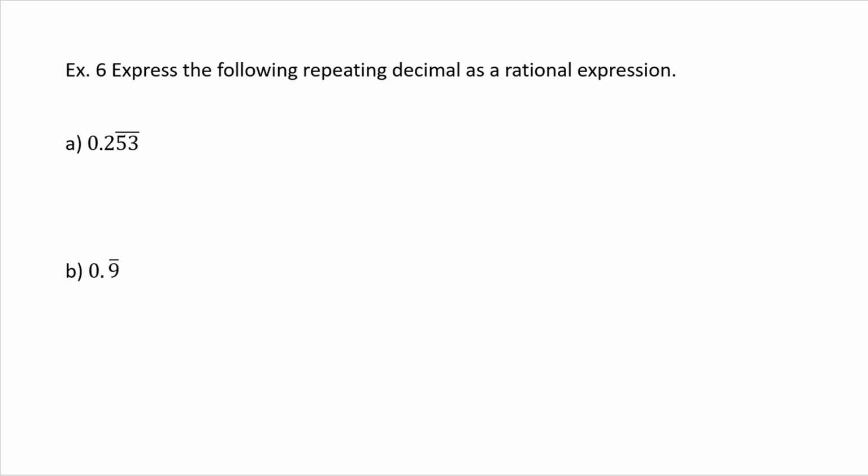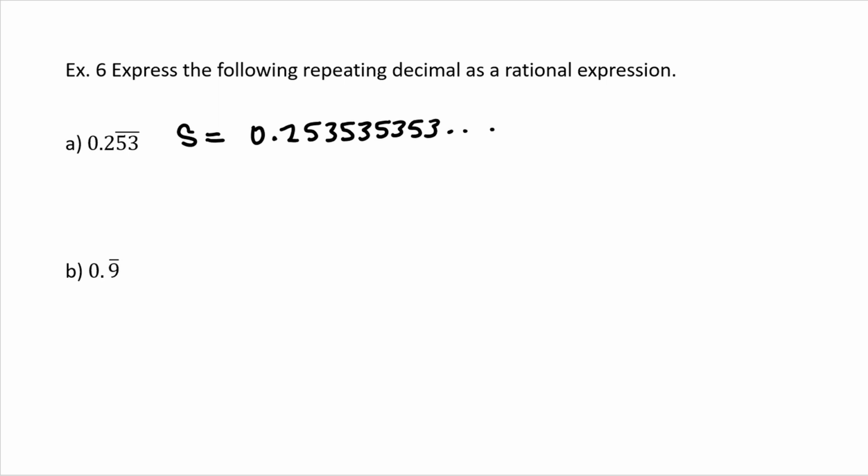Express the following repeating decimal as a rational expression. There are several absolutely correct, acceptable ways to solve this. I'm going to choose to do this by addition. Let me show you what I'll do. For part A, we've got 0.2 and then 53 repeating. So just for visibility, I'll write that the S can be represented as 0.2, and I'm going to write 53 several times over just because it helps me to see it.